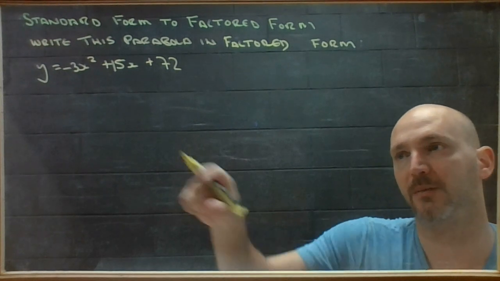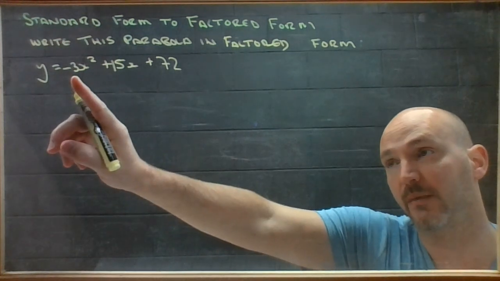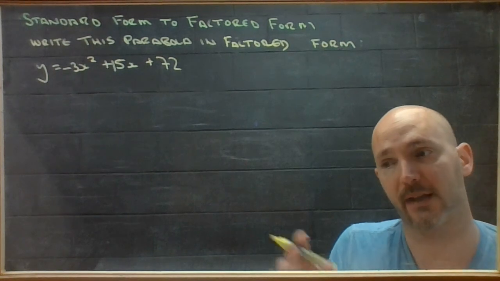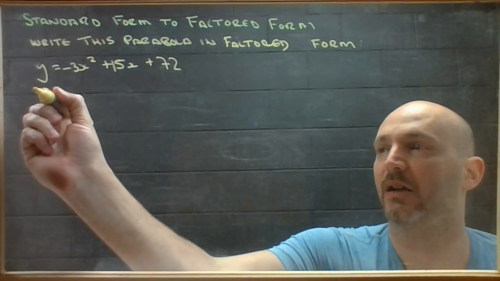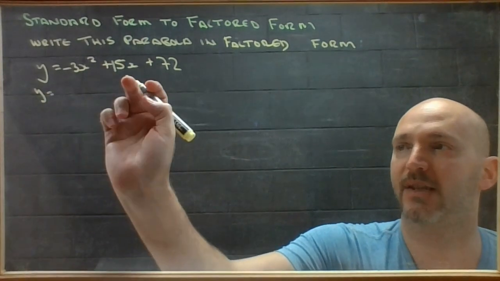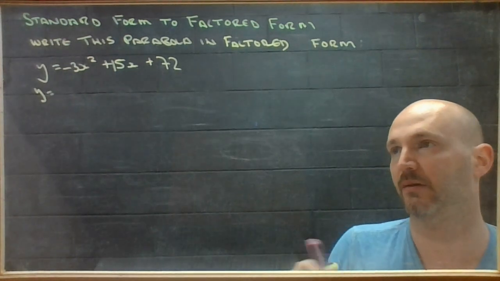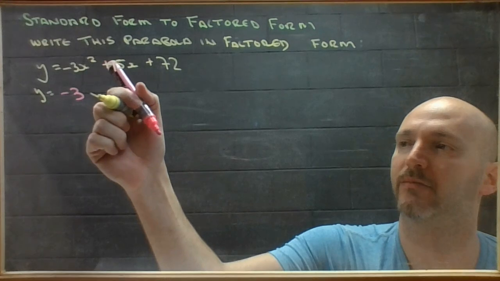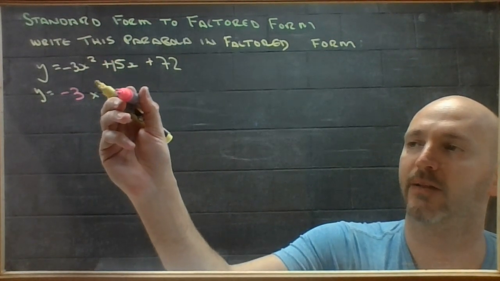All right, so another example. I see a number out front. It means I'm going to have to pull this out of every single term before I can split into my 2 brackets. So I need to write every single one of these things as negative 3 times something else. So negative 3 x squared, negative 3.